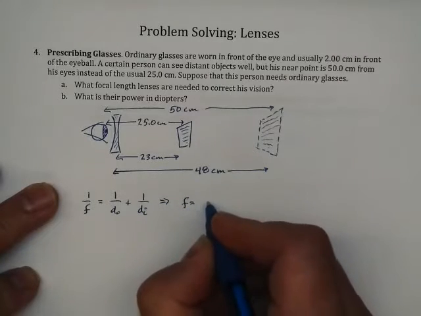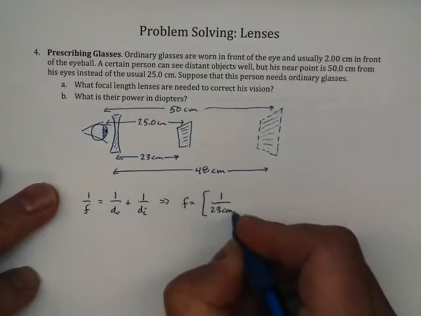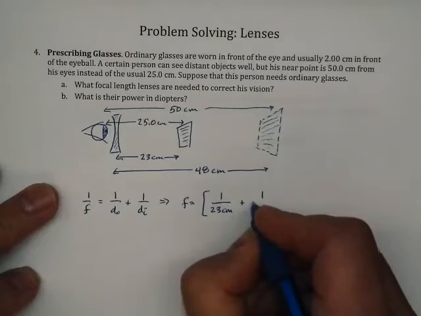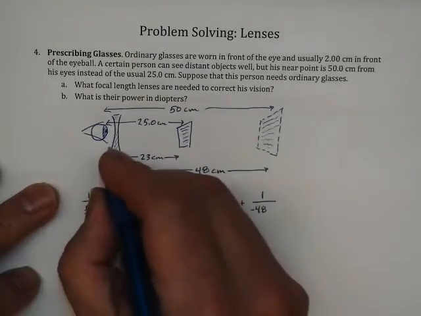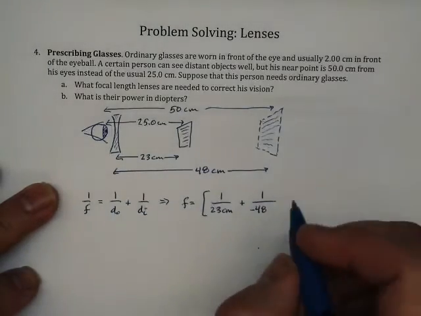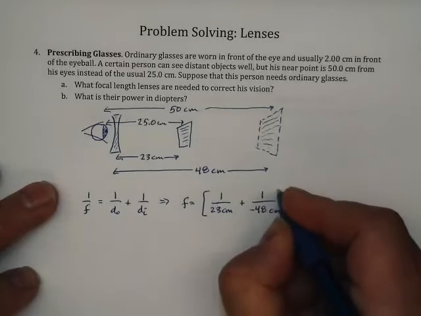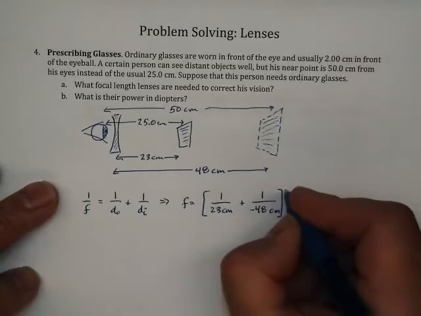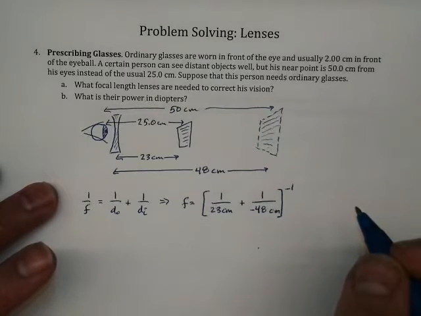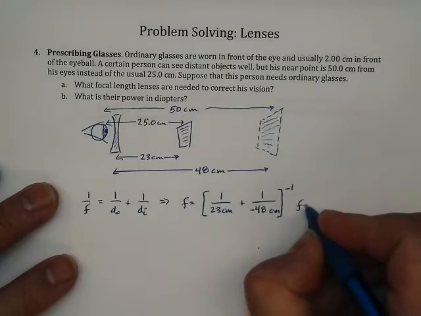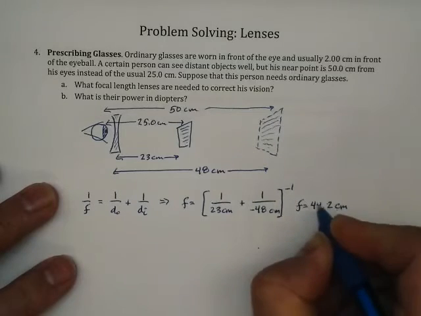So the focal length is 1 over, let's see, my object distance is 23 centimeters, and my image distance is 48 centimeters, but it's negative because I want to use this lens. Diverging lenses only form virtual images, but both corrective lenses are used to form virtual images to make the object appear to be in a different location to your eye than it actually is. And the inverse of that will give me the focal length. So if I plug in those numbers, I find the focal length is 44.2 centimeters.